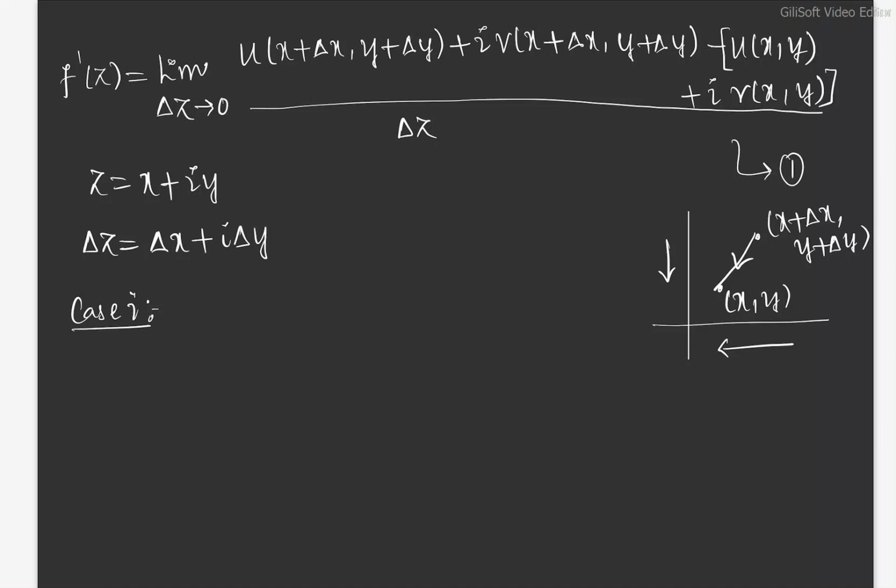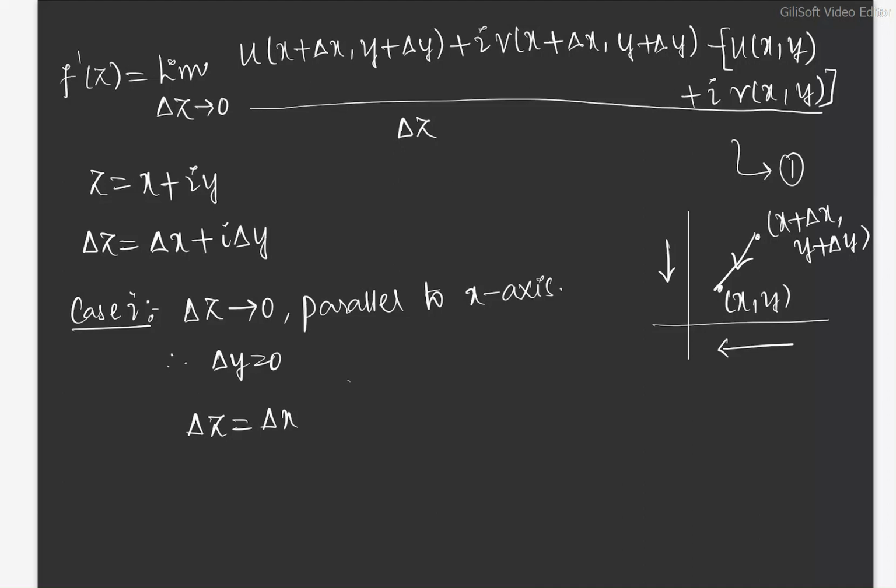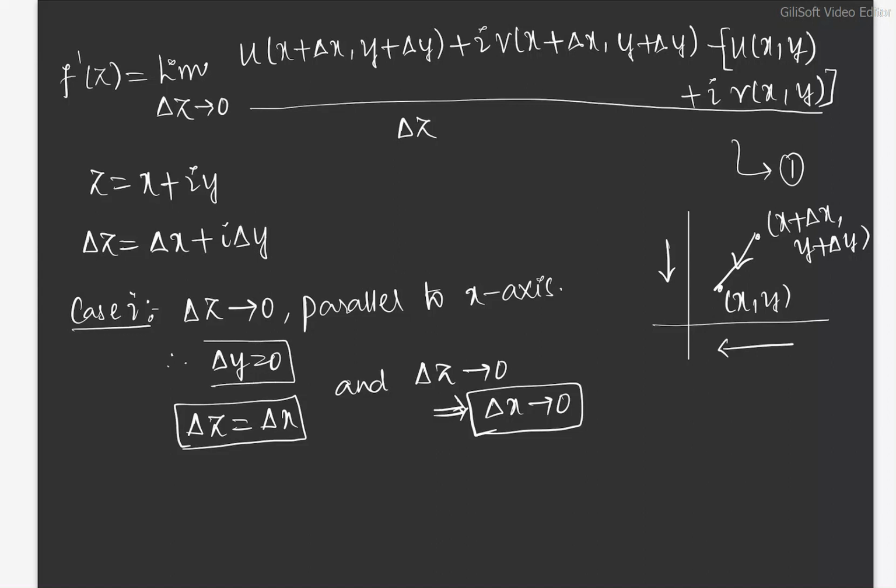First case: delta z approaches to 0 parallel to the x-axis, or approaches through the real axis. So in this case, delta y is equal to 0. So delta z becomes only delta x. And further, delta z approaches to 0 implies delta x approaches to 0. So we can replace delta z approaches to 0 by delta x approaches to 0, and simply delta z by delta x, and substitute delta y as 0.